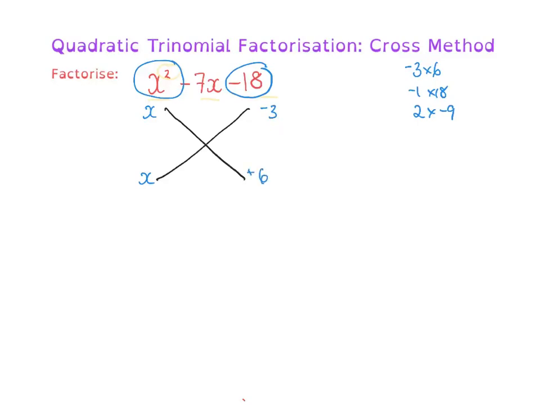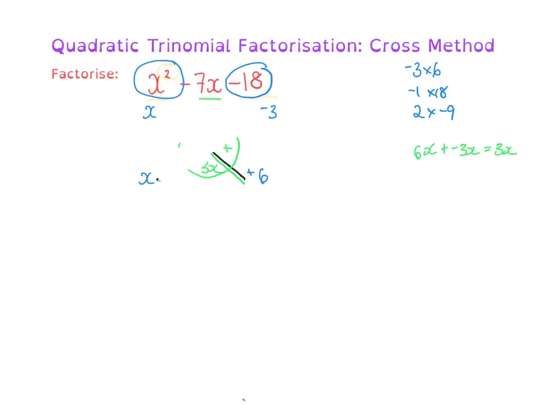What you do is multiply these numbers together. I've got 6 times x, which would be 6x, and then x times negative 3, which is negative 3x. We add these terms and hope that we get the term in the middle. But 6x plus negative 3x equals 3x, so that's not the term in the middle. You have to try another set of factors.